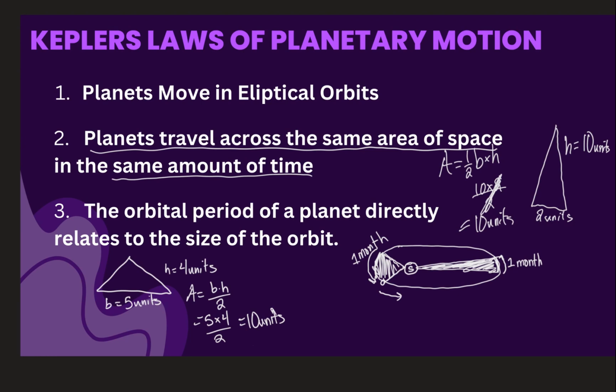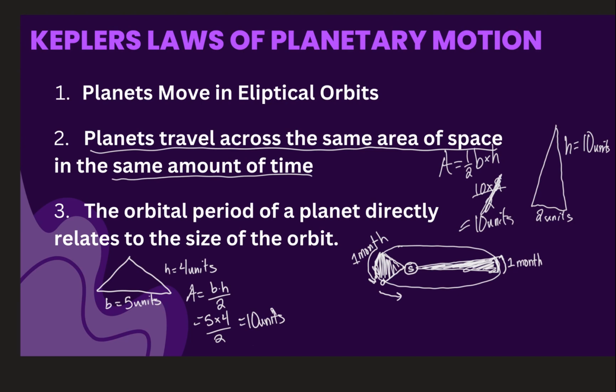So what this law states, mathematically, is that as planets are closer to the sun, they move faster. And when planets are further from the sun, they slow down. So this is important to understand. This idea that planets travel across the same area of space in the same amount of time ends up meaning that when planets are closer to the sun, they move faster than when they are further away from the sun. That's Kepler's second law of planetary motion.